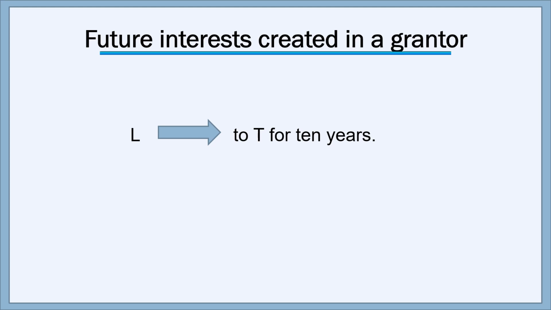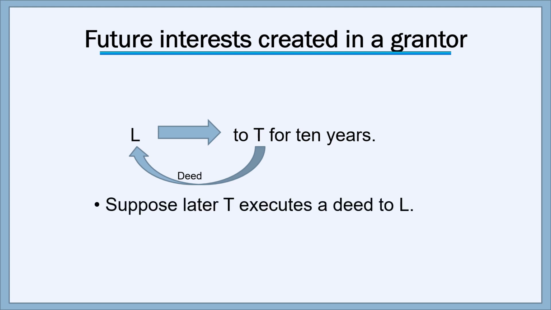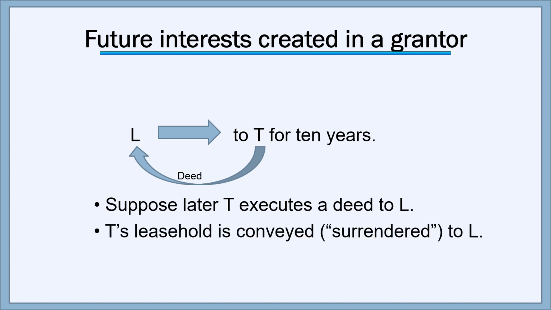Now let's take a look at the same example, but suppose a transfer occurs in the other direction. Here, the tenant conveys by deed to the landlord the tenant's leasehold estate. Once again, the execution of that deed will pass the leasehold estate to the landlord. Nothing wrong with doing that. It's perfectly okay. And so we'd say the tenant has surrendered the leasehold to the landlord.